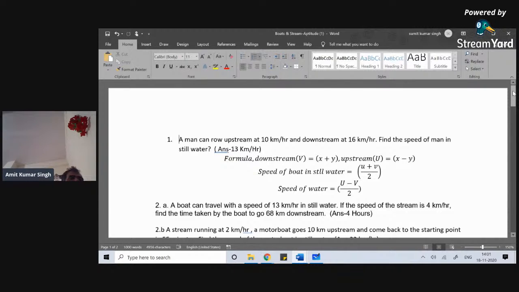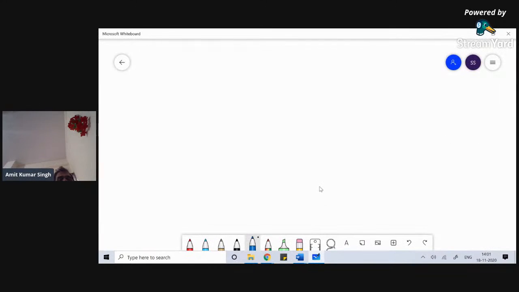So I believe you have attended my previous class where we discussed the concept of relative speed. In relative speed, we talked about the movement of two objects, which can move in the same direction or in opposite directions. Going further, by using the concept of relative speed and the basic formula of time, speed, and distance, that distance is equal to speed into time, we are going to discuss the topic called boats and stream.